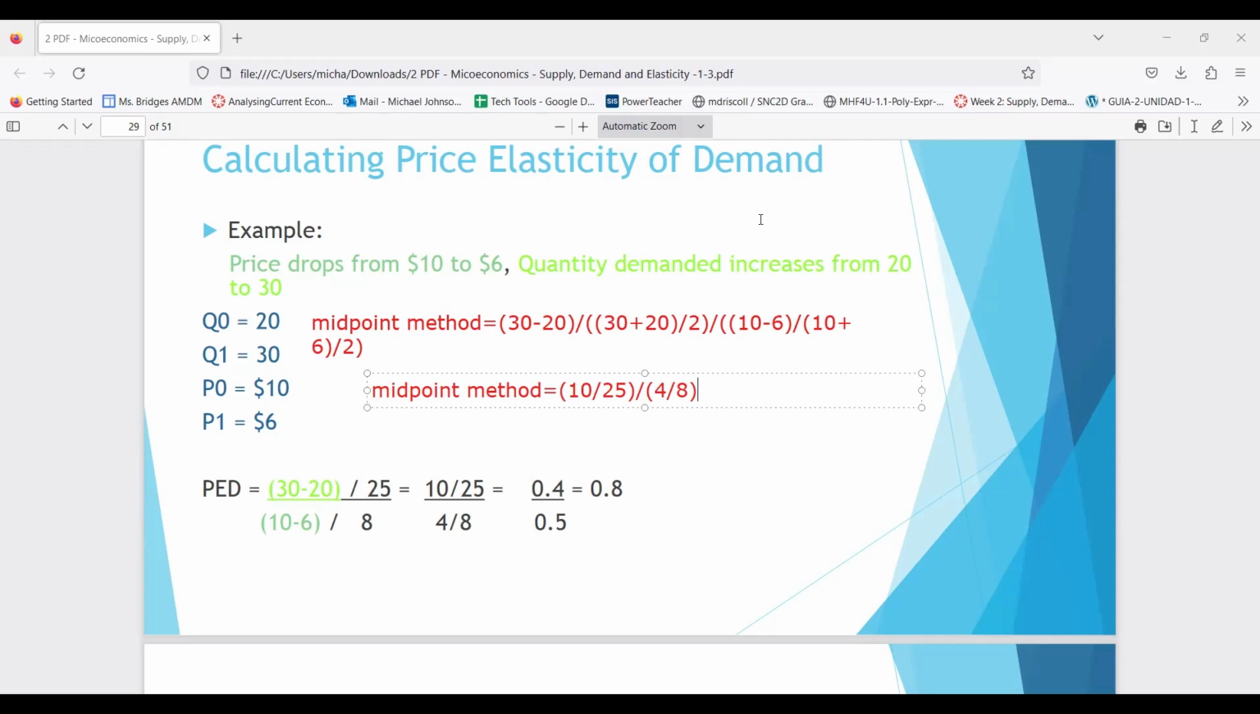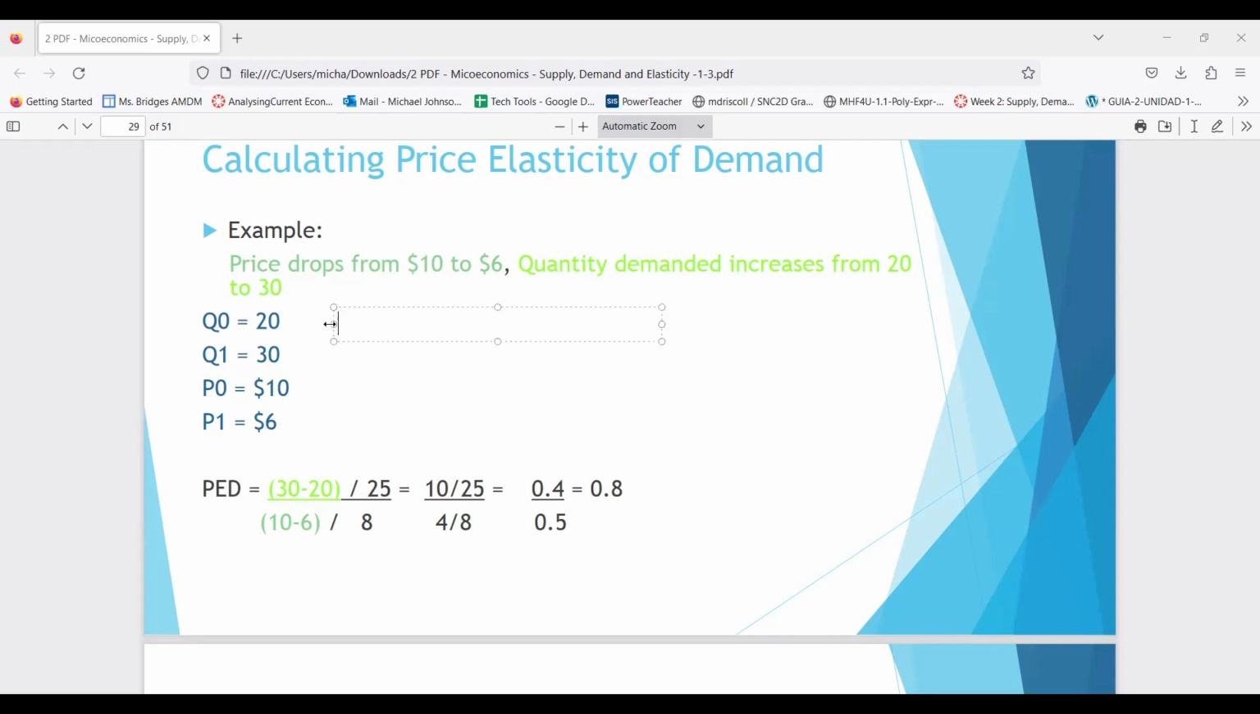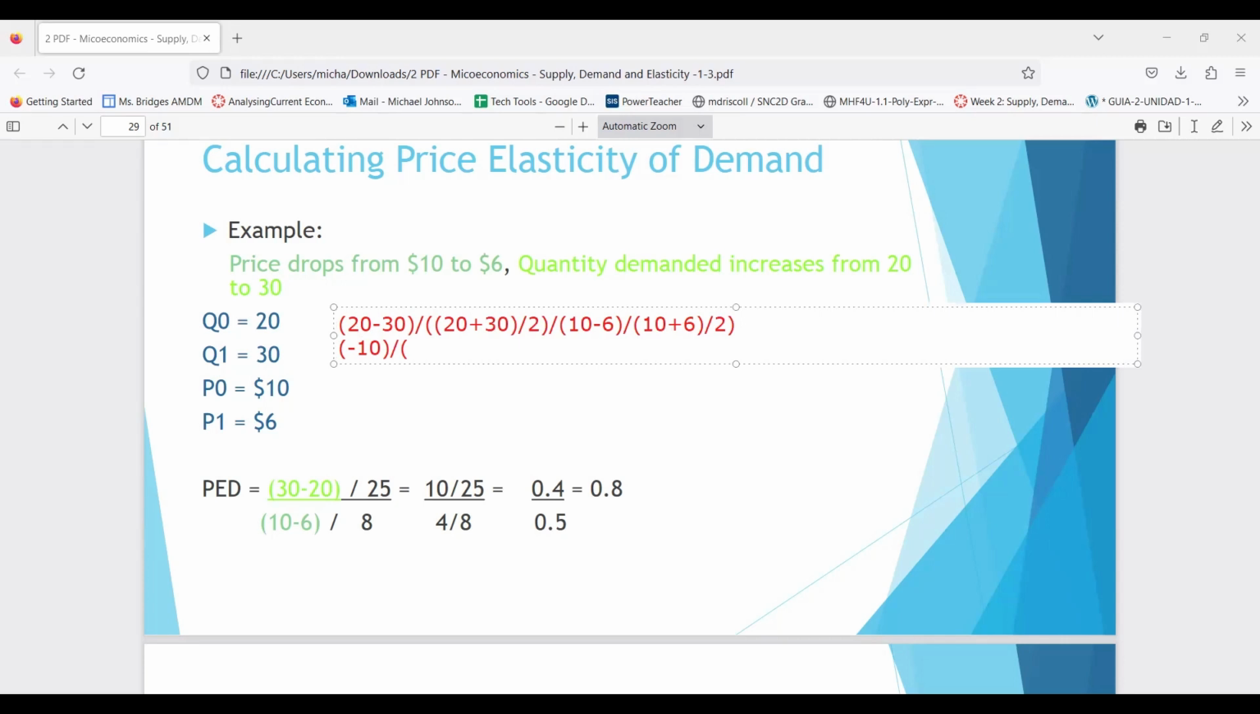I think I got this upside down. So it should be 20 minus 30 divided by 20 plus 30 divided by 2, and then divide that by 10 minus 6 divided by 10 plus 6 divided by 2. And then that's negative 10 divided by 25, divided by negative 4 divided by 4 divided by 8, and then negative 0.4 divided by 0.5 equals negative 0.8.